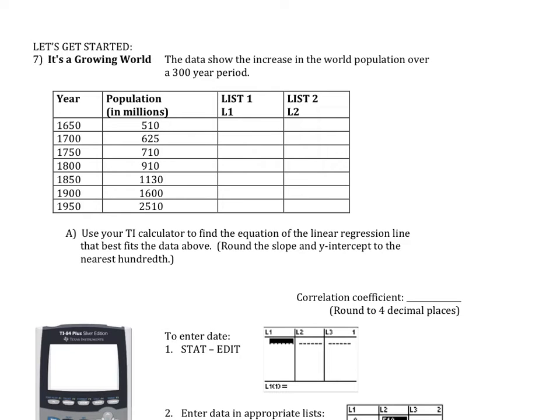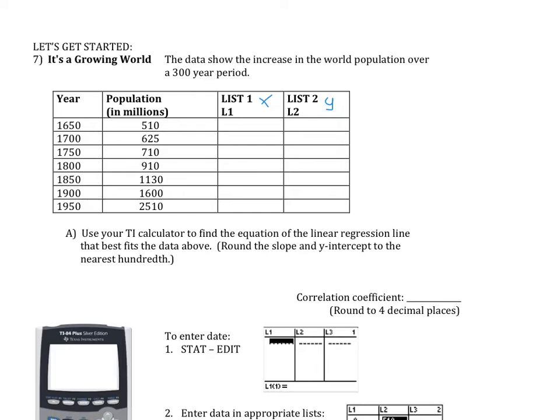So before we get started, we have to understand these lists. List 1, typically, we will represent with our X values, the independent variable. List 2 will be our Y values, the dependent variable. In this case, the independent variable is going to be the year, so our first list is going to be the year here.